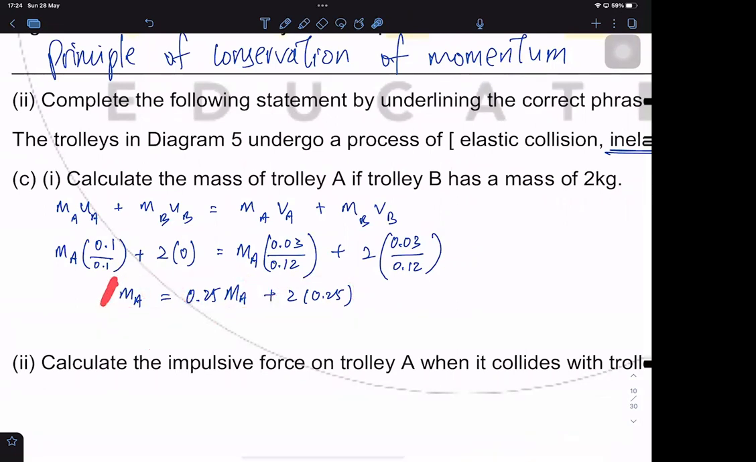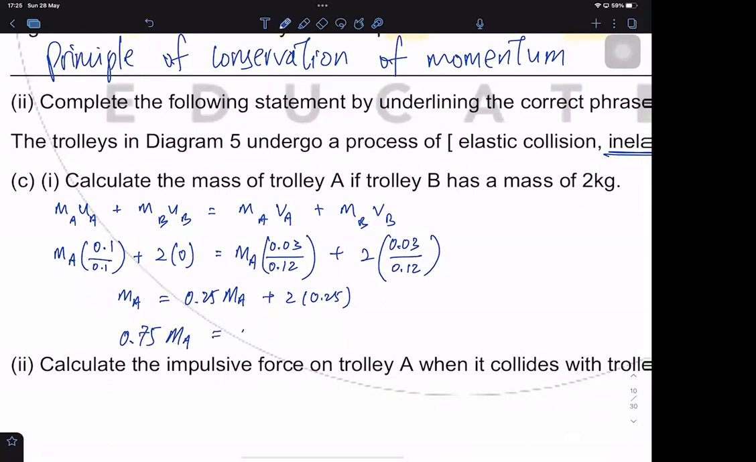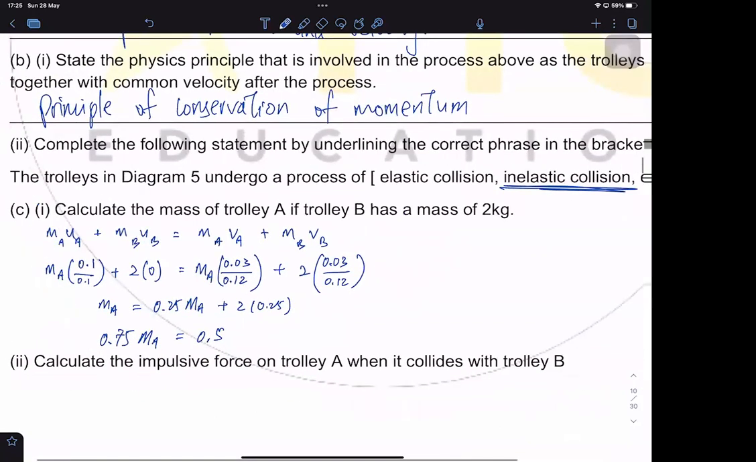This is 1 MA. You take this 0.25, you bring it over there, it becomes minus 0.25. It's like 1 MA minus 0.25 MA. So you will be left with 0.75 MA, just like 3x minus 2x is going to be 1x. Same thing: 1 MA minus 0.25 MA is 0.75 MA, equals 0.5. Can you get what is MA for me?